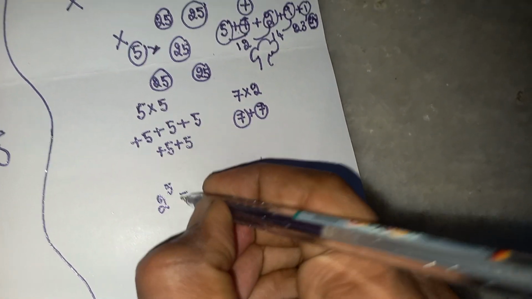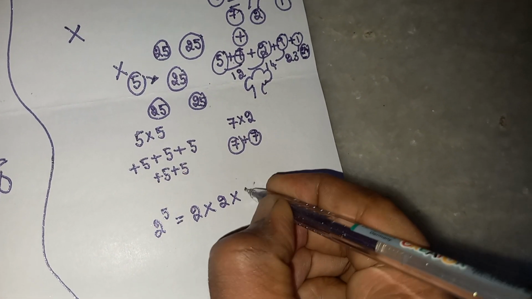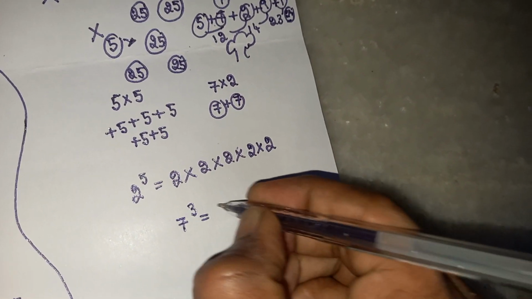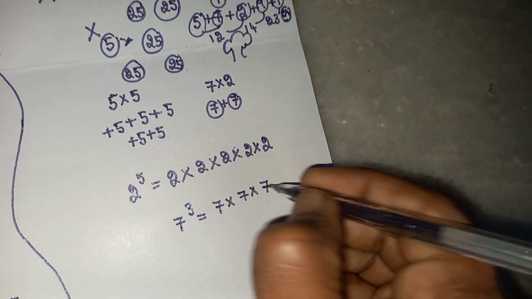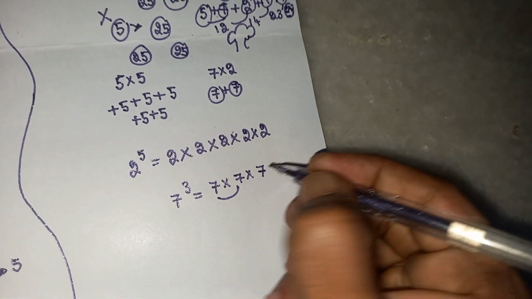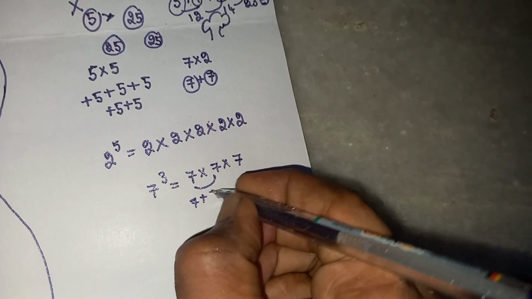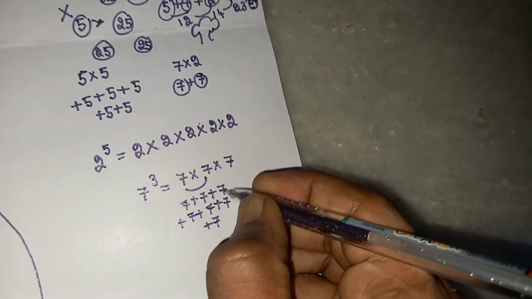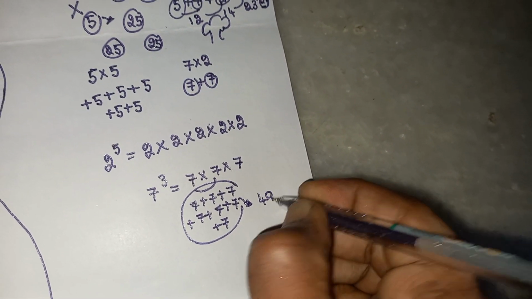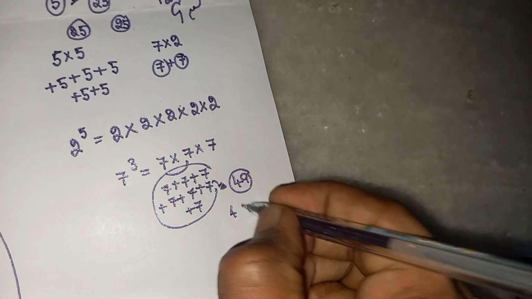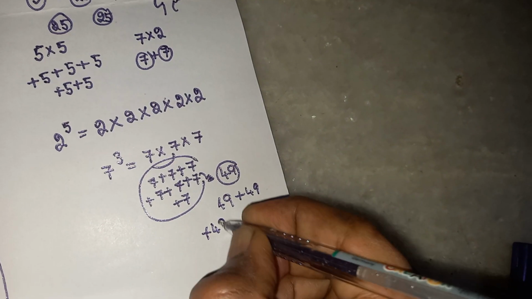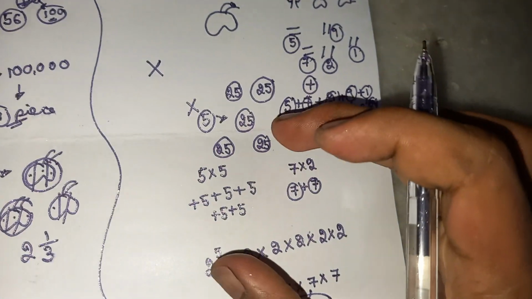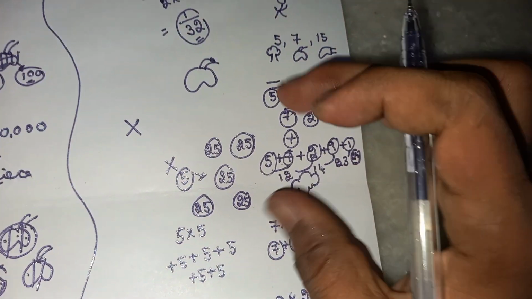2 power of 5 means you are multiplying 2 five times: 2 times 2 times 2 times 2 times 2. And 7 cubed means you are multiplying 7 three times: 7 times 7 times 7. In this multiplying you are doing repeated adding. 7 times 7 means you are adding 7, 7 times: 1, 2, 3, 4, 5, 6, 7. After you get 49, you multiply it again with 7, which means 49 plus 49 plus 49, repeatedly adding it. My exponent is nothing but repeated multiplying, which is repeated adding, and repeated adding is repeated counting.